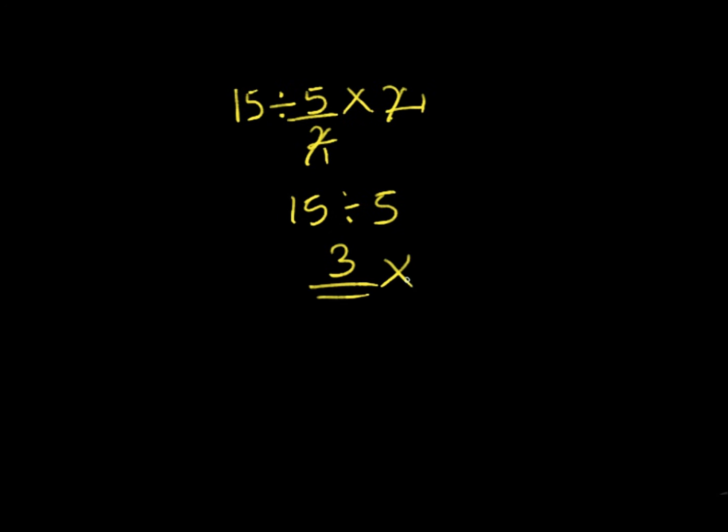3 is the wrong answer to this question because we are supposed to solve our division first before multiplication, because division and multiplication have equal priorities, so we have to work from our left to our right in order to have a very correct answer. Let's solve the right answer to this question.